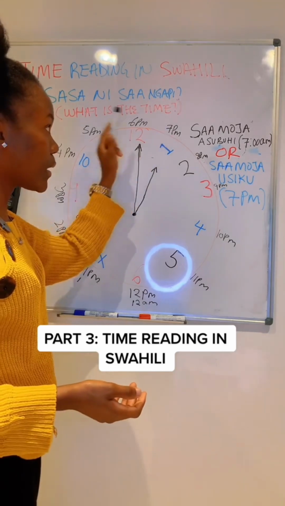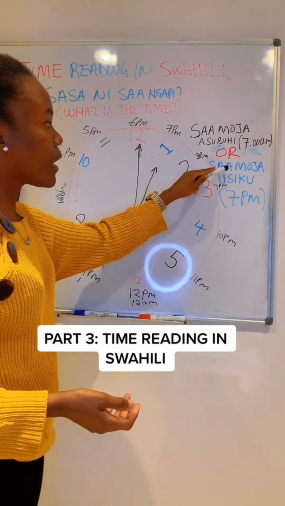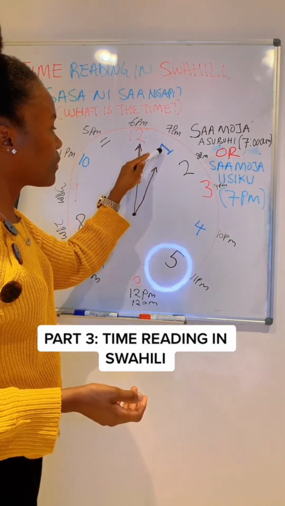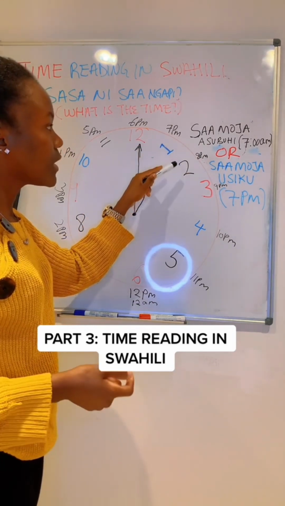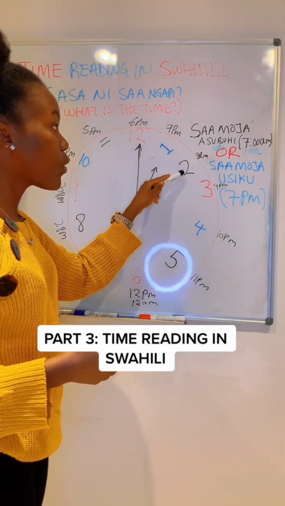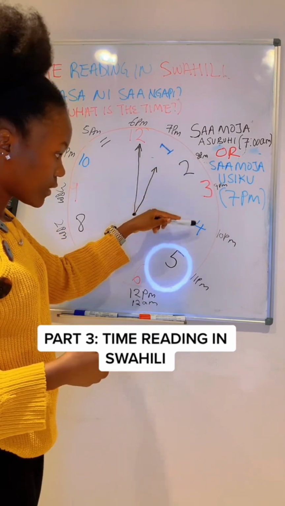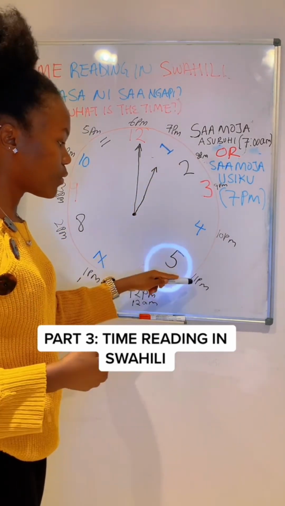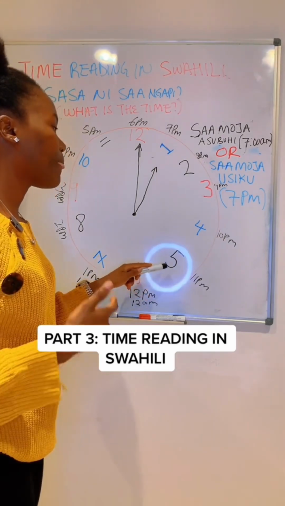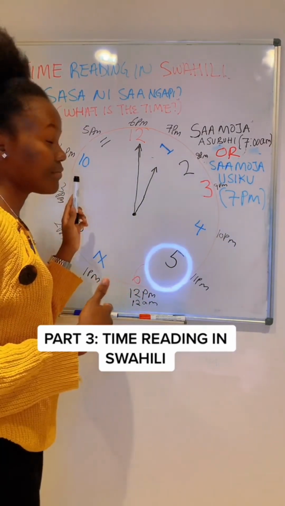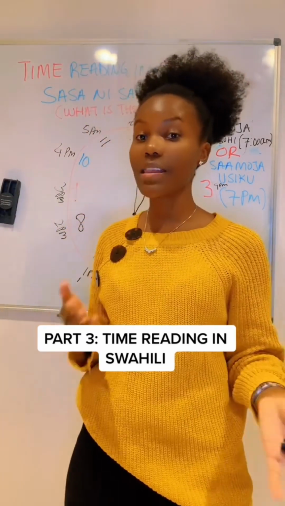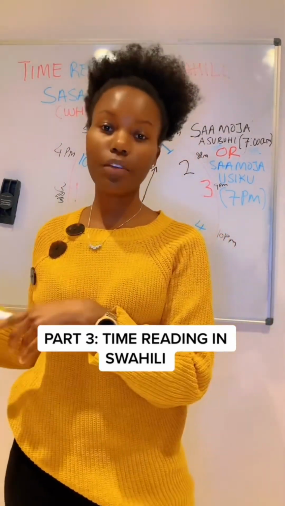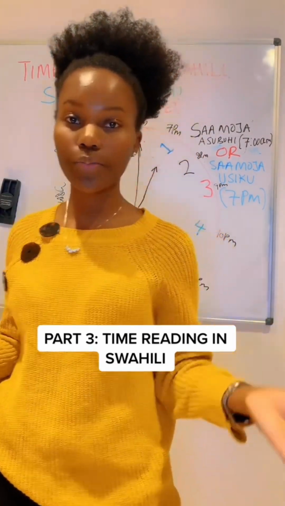You continue the same reading until when it comes here, like it's now at night, 7 p.m. You read this as saa moja usiku, which is 7 p.m. Then here is saa mbili usiku, which is 8 p.m. Same reading until here, which is saa tano usiku, which is 11 p.m. It's moved the same way. Well, I hope this is clear. Otherwise, if you don't understand, you can always leave a comment and I will get back to you.